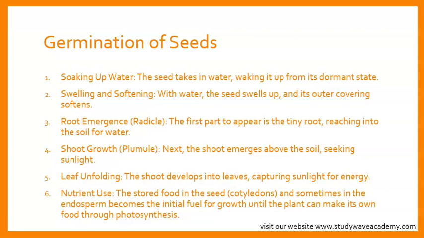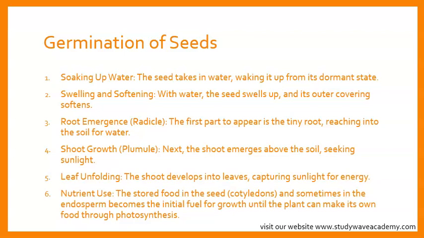And lastly, nutrient use. The stored food in the seed and sometimes in the endosperm becomes the initial fuel for growth until the plant can make its own food through photosynthesis. After the shoot develops into leaves and starts capturing sunlight, the seed's stored food becomes the plant's early snacks, okay? Until it can make its own food from sunlight. Do you understand?